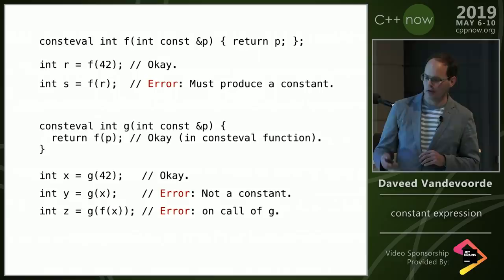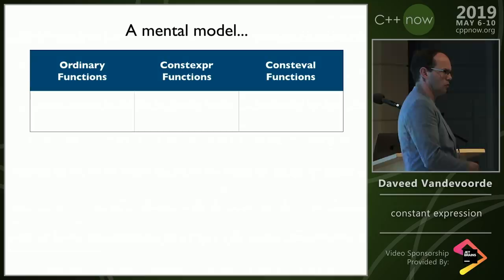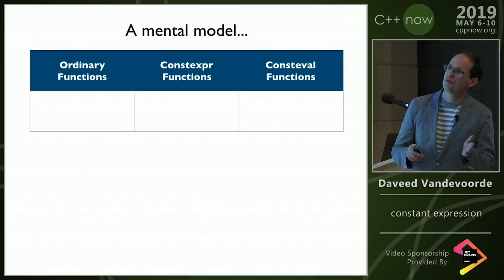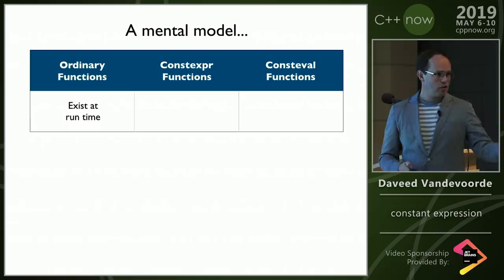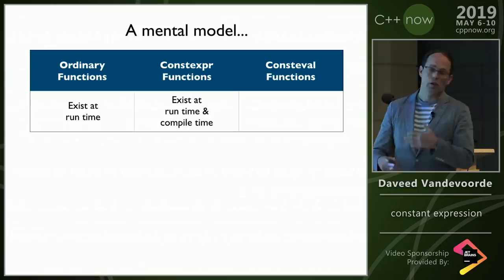But we did. Okay, so I presented consteval functions as functions that are like constexpr, but they have to be constant. And that's how we started thinking about it at first. But it turns out we think there's a better model for it. So we have now three different kinds of functions: ordinary functions, constexpr functions, and consteval functions. Ordinary functions exist at runtime. Constexpr functions exist at runtime and compile time. You can take their address and call them indirectly at runtime. That certainly works, but you can also evaluate them at compile time. So they exist in both.